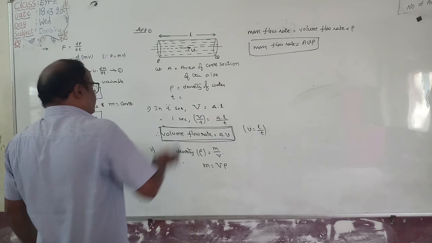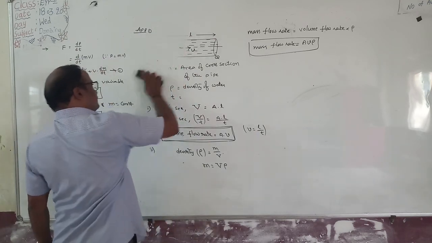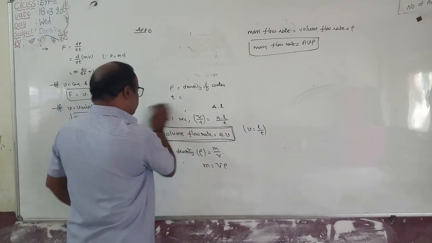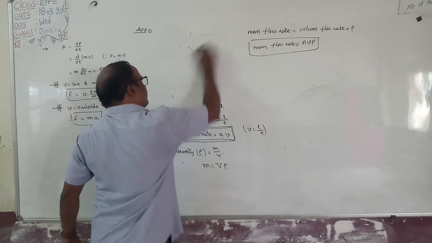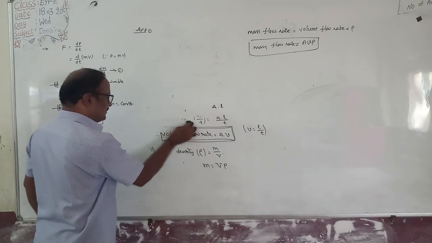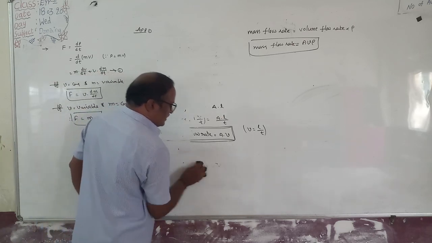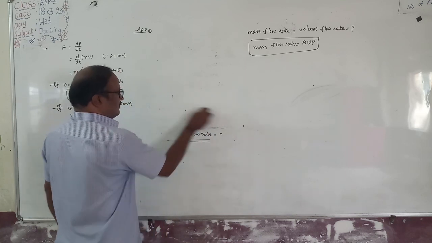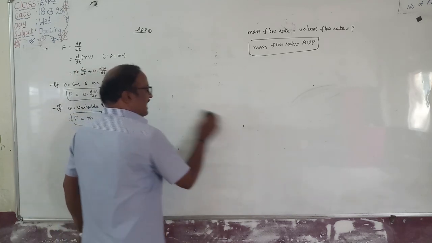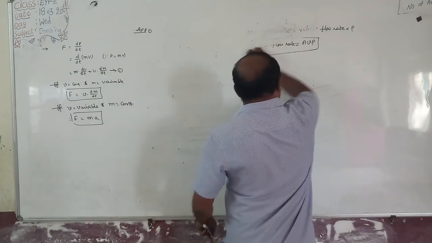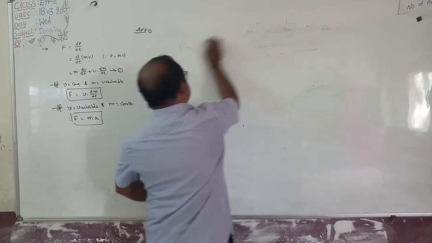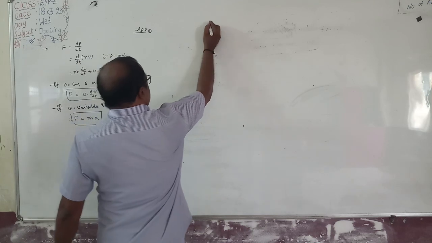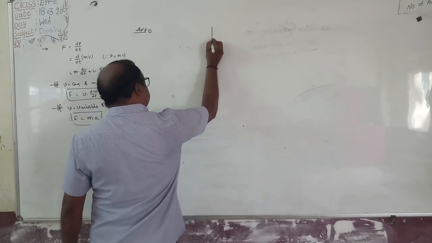So the next one is one simple application. Suppose a jet of water strikes a wall at a certain angle and rebounds. Find the value of force exerted on the wall by the jet of water. See here, this is a vertical wall.